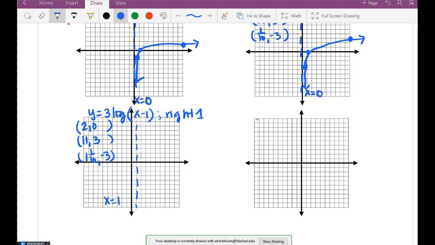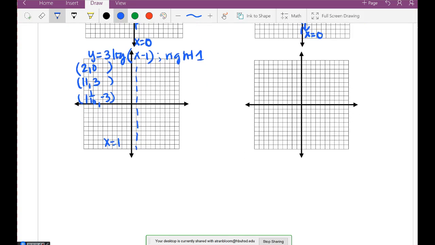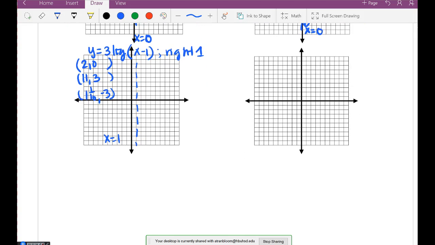We have the dots. Let's plot them. Move it up a little bit. So 2, 0 goes here. 11, 3. It's just 1 extra over. Just make an extra mark. So go up 3. And then 1 1/10. Go down to negative 3.